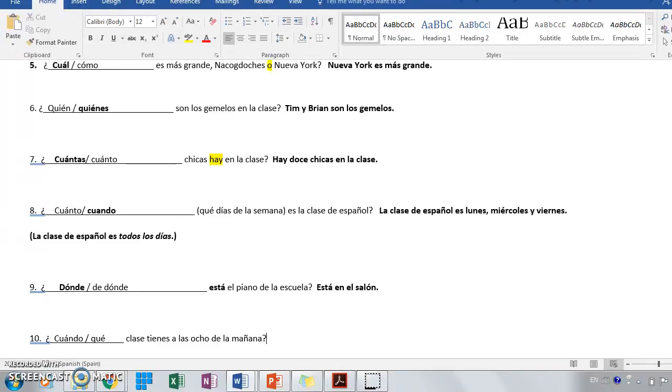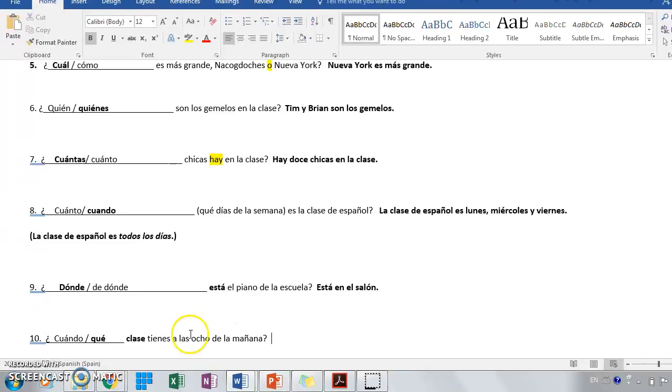Alright, and our last one. ¿Cuándo versus qué clase tienes a las 8 de la mañana? Okay, so this is where you have to be careful in reading all of the words and not just zeroing in on one phrase. So if we see las 8 de la mañana, you're thinking, oh, that's time, cuándo? But wait, I'm asking about clase. So when class do you have at 8 in the morning, or what class do you have at 8 in the morning? Now it becomes obvious that it needs to be ¿qué? ¿Qué clase tienes a las 8 de la mañana?